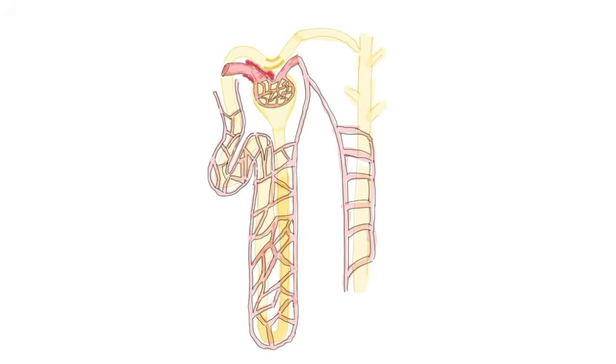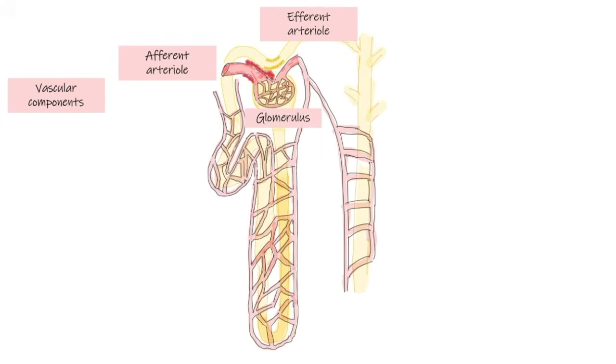I have a very simplified diagram of what a nephron looks like here. We're going to divide the nephron into two major components. The first is the vascular component. We begin with the afferent arteriole, which brings blood to the nephron. The afferent arteriole feeds into a collection of capillaries called the glomerulus, and then blood leaves the glomerulus through another arteriole called the efferent arteriole.